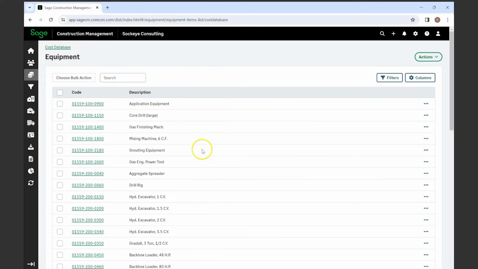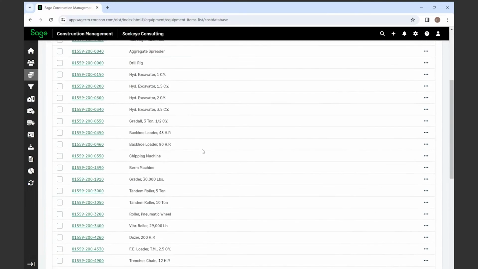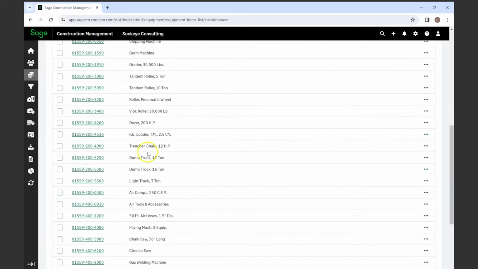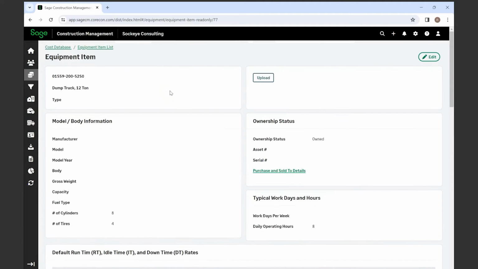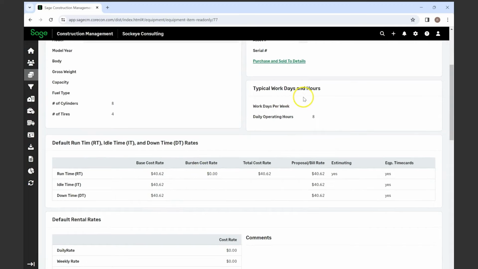So this would be storing any equipment that you use on site. So we will go down and we are going to find a dump truck. So with the dump truck, as you can see, this is all the equipment item information. So you'll give it a certain code number as well as what it is. You can put in a bunch of model and body information as well as the owner status. You can put in the typical work days and hours.